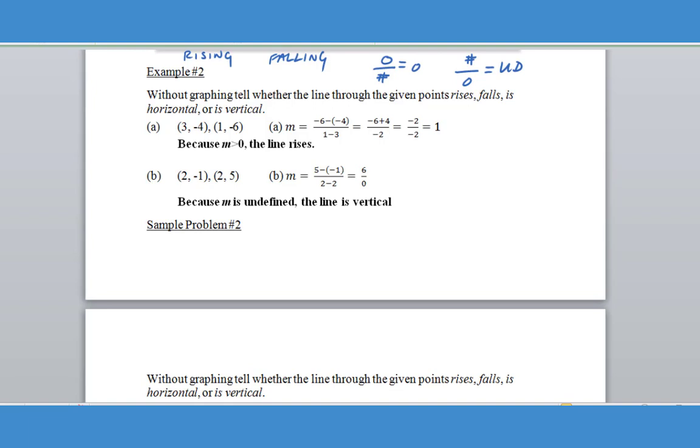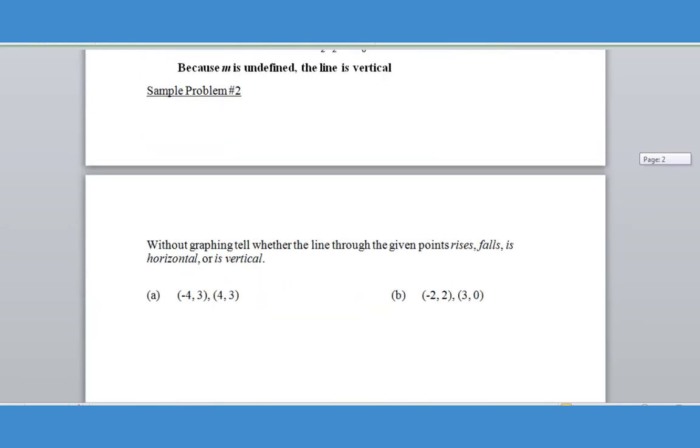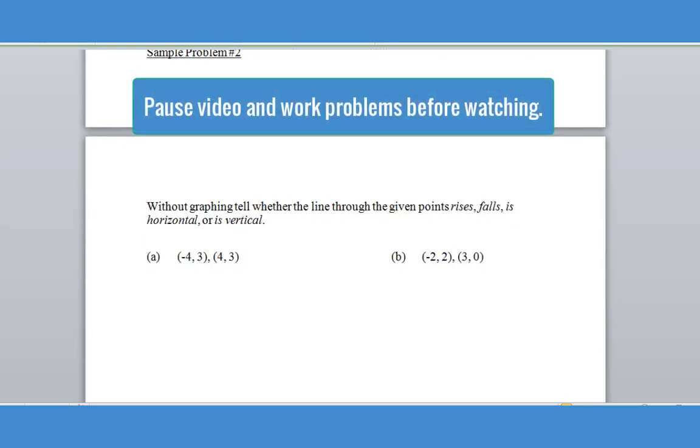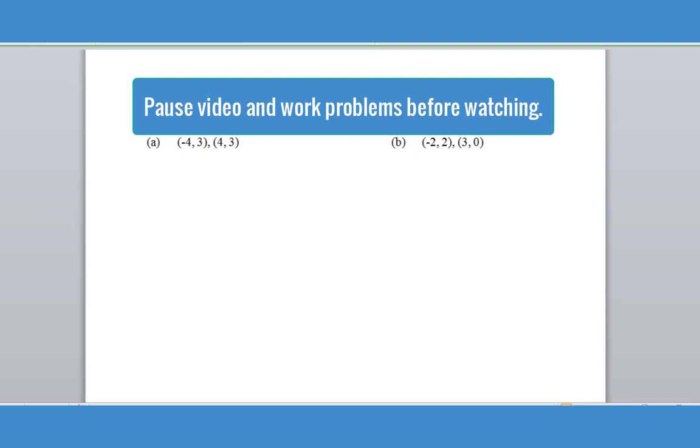You can see in part A, we had a positive slope, and that means the line is going to be rising. In part B, we had a number over 0, which means that this is undefined, which makes the line vertical. So let's go to sample problem number 2 here. In sample problem number 2, we ask you to do the same thing. Using the example above as your guide, go ahead and pause the video and work the 2 parts of the sample.